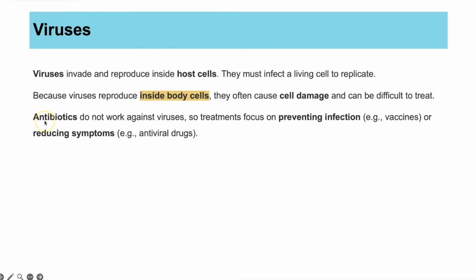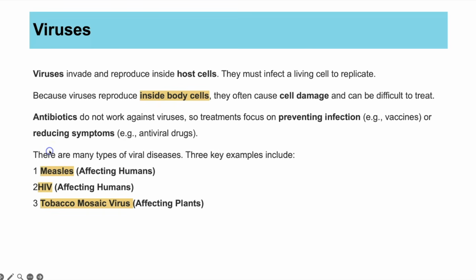Antibiotics, which are a type of medicine, do not work against viruses. So treatments to try and remove a virus from your body actually focus on preventing infection in the first place, because it's very hard to treat a virus once you're infected. You have to then just rely on your own immune system to destroy the virus. So things like vaccines prevent infection, and for certain viruses there are antiviral drugs as well, which will help.